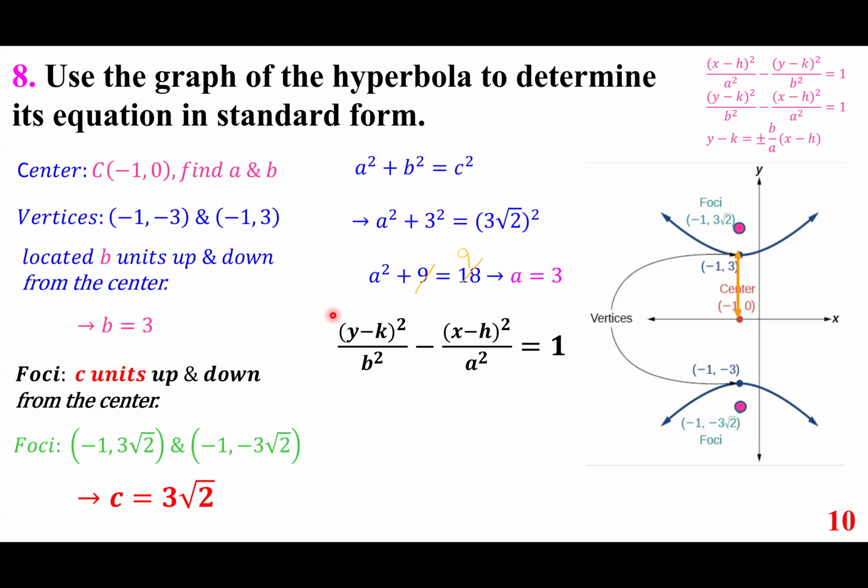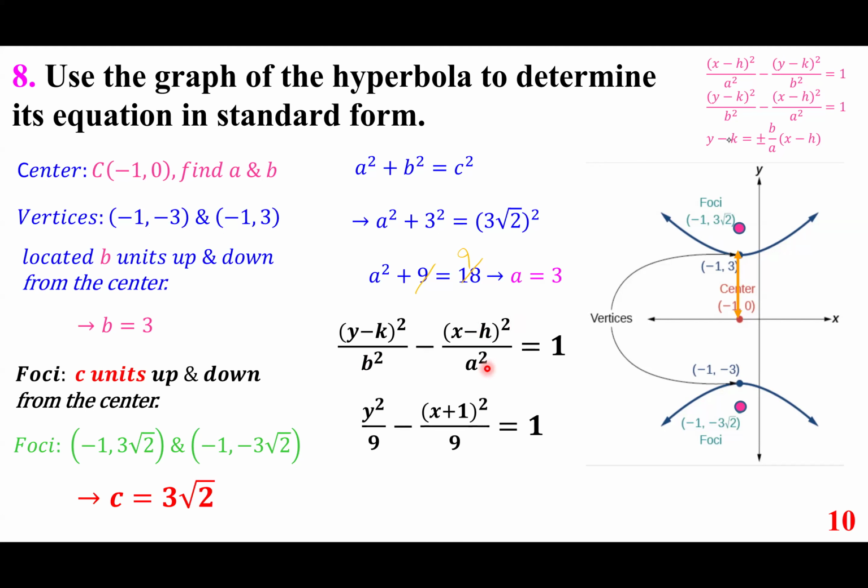Next to y goes 0, so it's simply y squared. Next to x goes minus 1, x minus minus 1 makes it x plus 1. B, 3 squared, 9 goes down here. A, 3 squared, they happen to be the same, a and b. And so that's the answer.